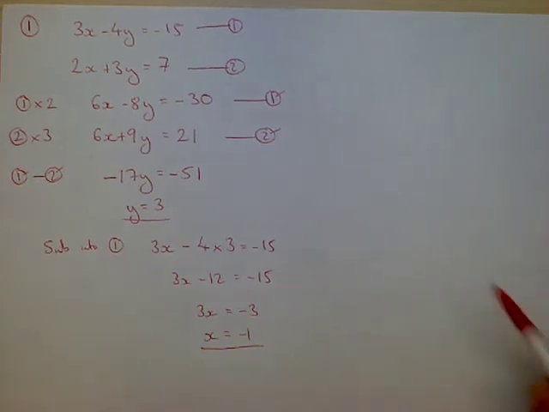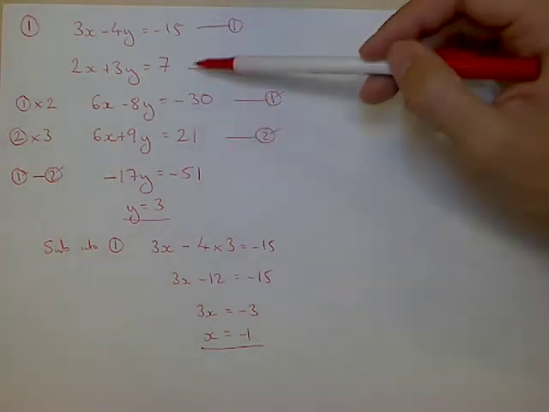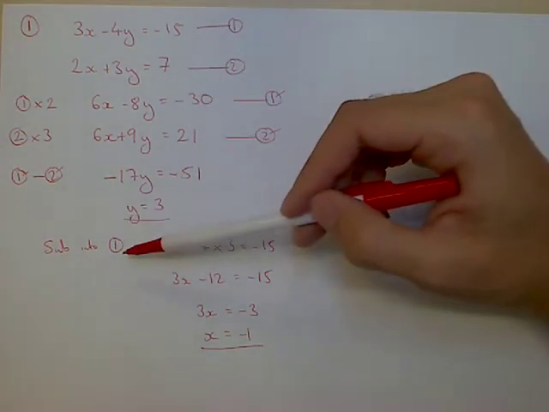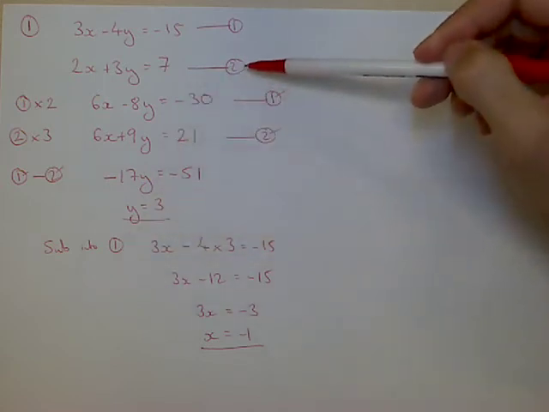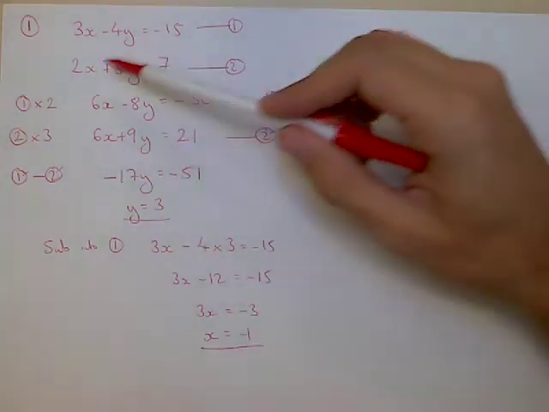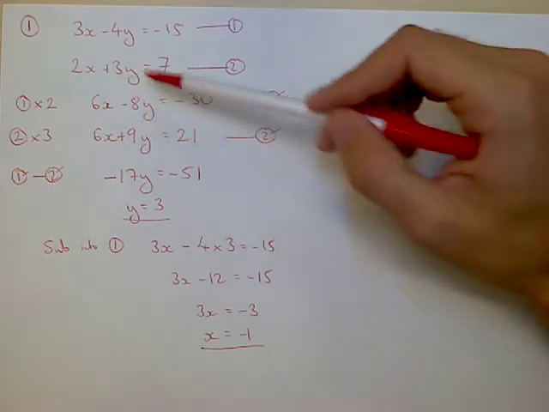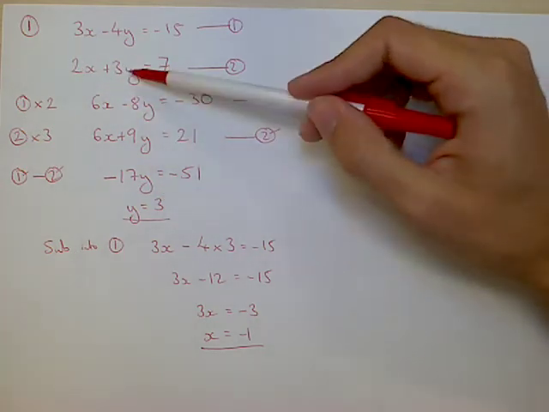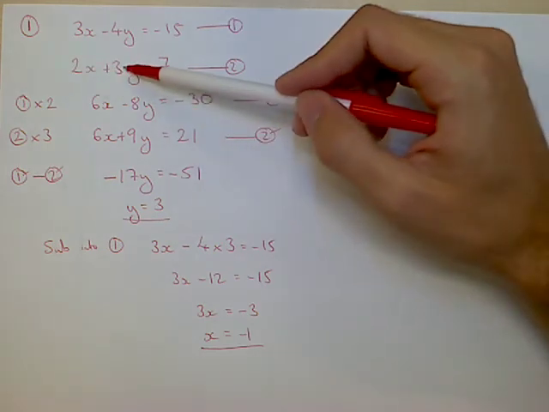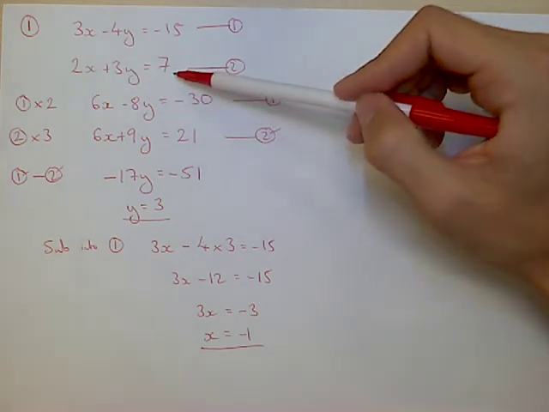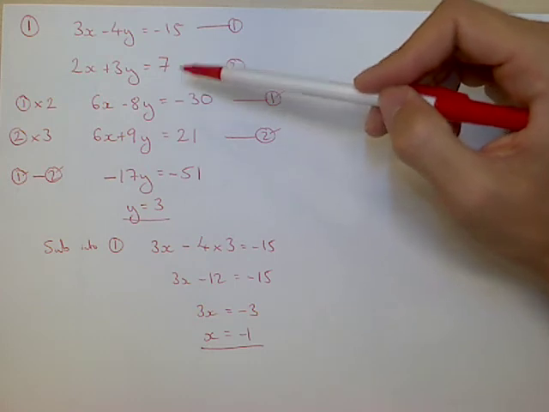Always a good idea to then do a check with those numbers in the equation that you didn't use for the substitution. So in this case I haven't used equation 2 yet, so I'll check in that one. If I put minus 1 into here, I'll get 2 times minus 1, that's minus 2. And then 3 times 3 is 9. So minus 2 add 9 is equal to 7, and that's what I was expecting the equation to equal, so I know I've got the answer right.